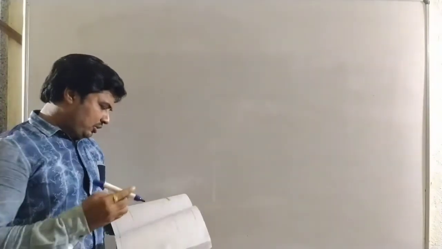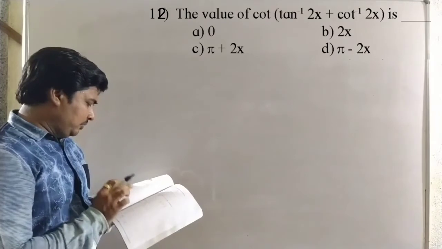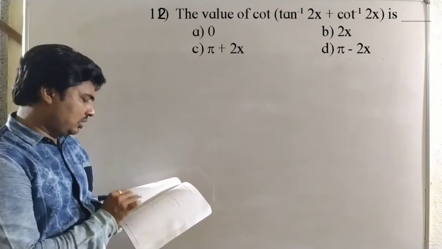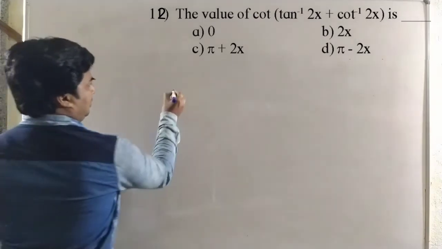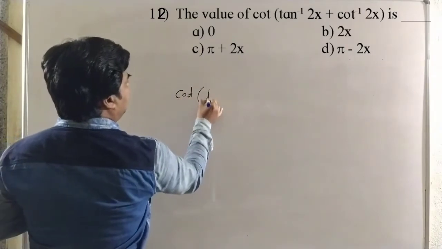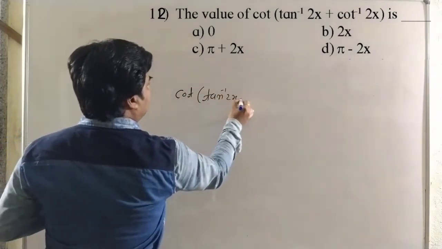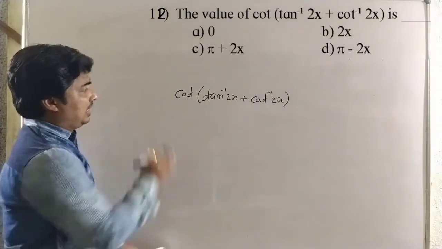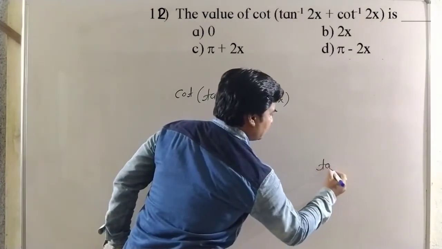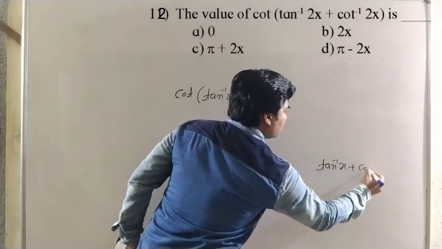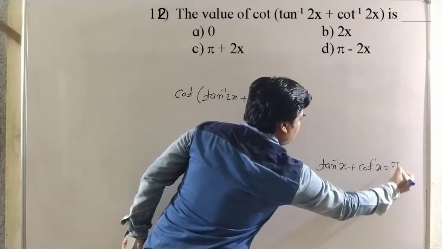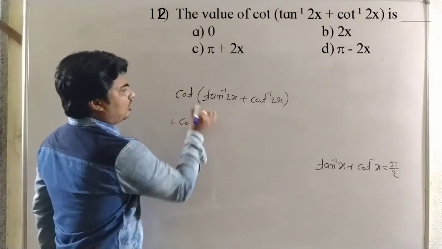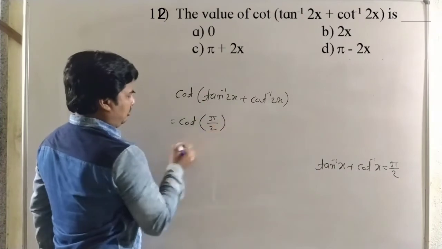See carefully, question number 12: the value of cot of tan inverse 2x plus cot inverse 2x. We want to find the value of this. Here we use the property that tan inverse x plus cot inverse x is equal to pi by 2. Now it is cot pi by 2, and cot pi by 2 is equal to 0.